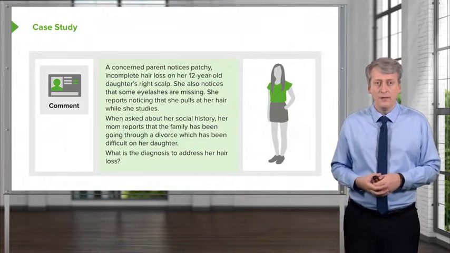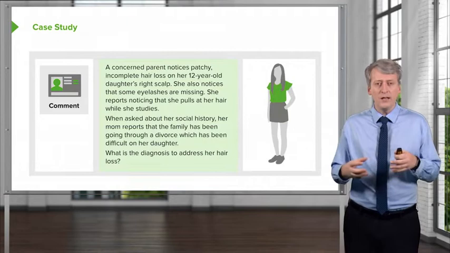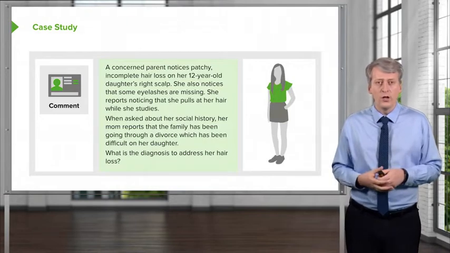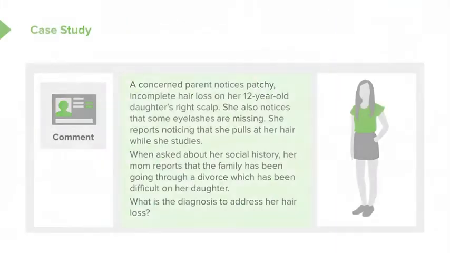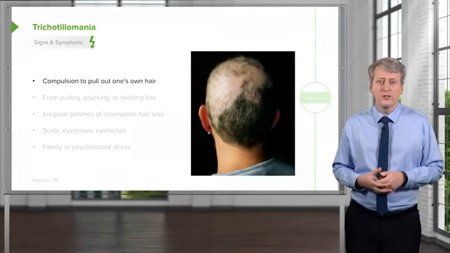Another case study. Here, a concerned parent notices a patchy, incomplete hair loss in her 12-year-old daughter's right scalp. She also notices that some eyelashes are missing. She reports noticing that she pulls at her hair while she studies. When asked about her social history, her mom reports that the family has been going through a divorce, which has been difficult on her daughter. What is the diagnosis to address her hair loss? So this patient probably has trichotillomania.